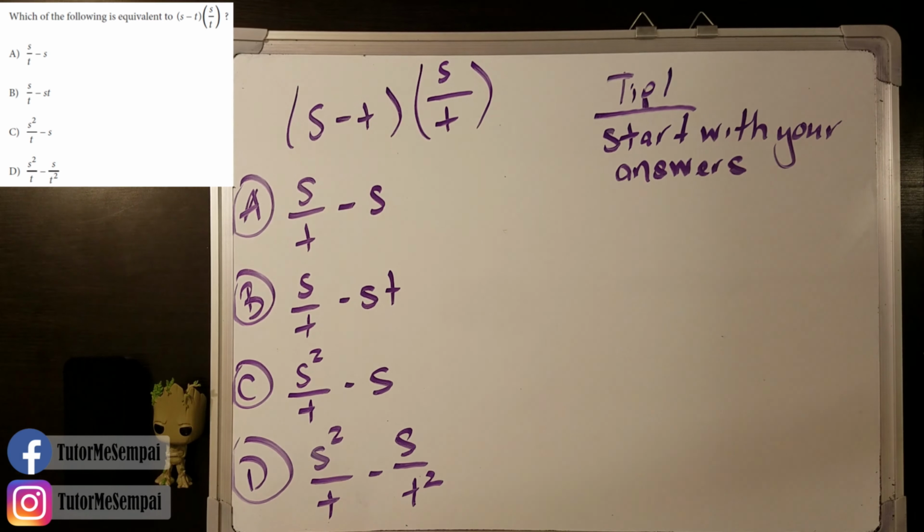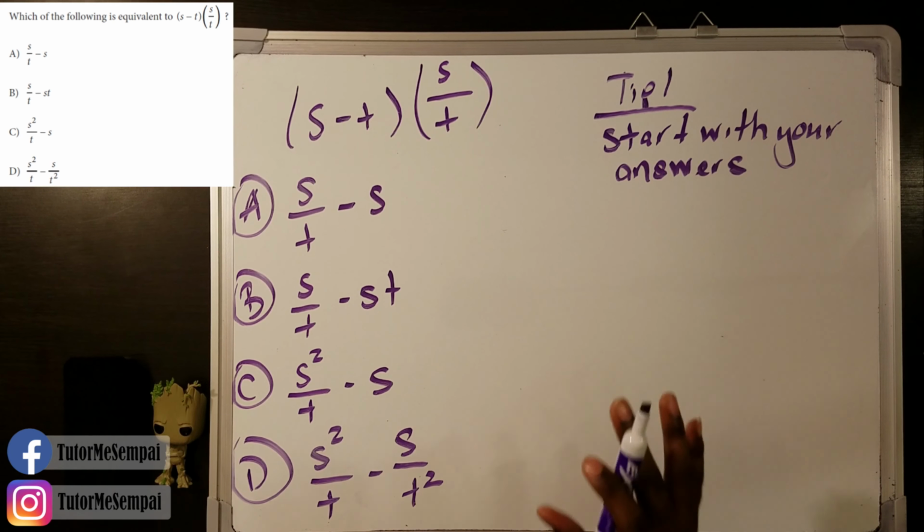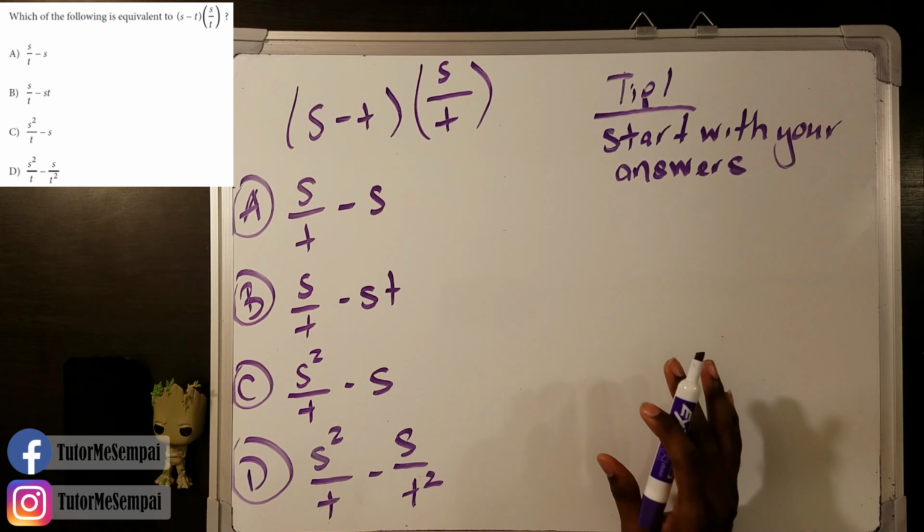Now, the reason why tip 1 is to use your answers, or start with your answers, is that we want to eliminate having to do much more work than necessary. We can always start with what they give us in the question. You can do that. However, this will require us to multiply this out, and then hopefully we see what we need to see. If not, we have additional steps.